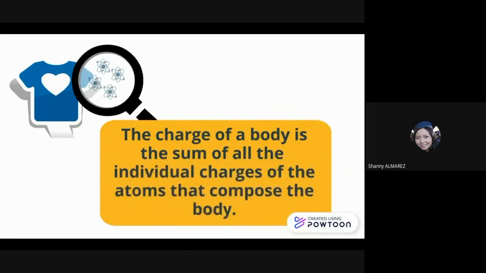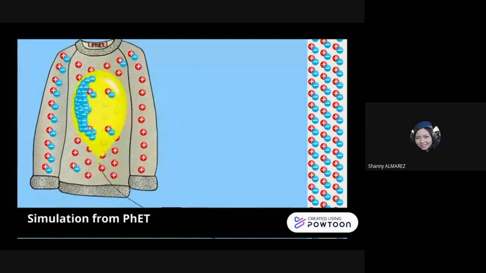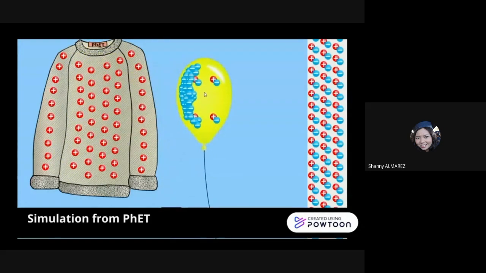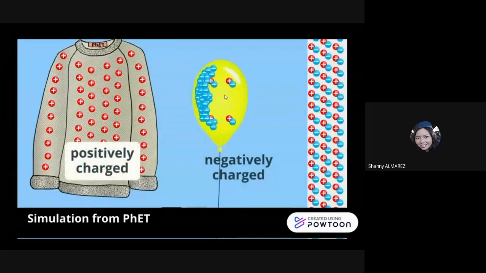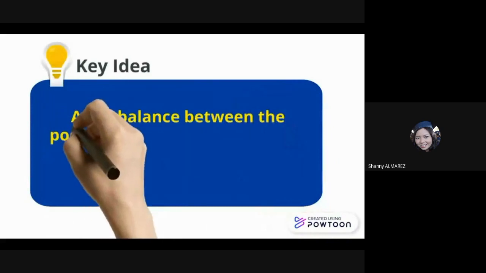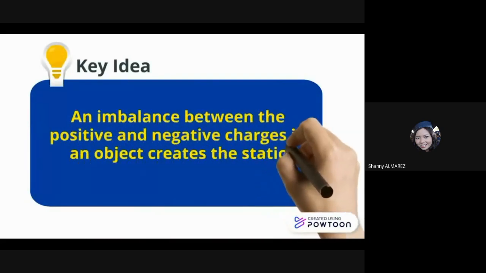Initially, you can see that the balloon and the jacket are electrically neutral. But due to friction, the electrons from the jacket moved to the balloon, which made it negatively charged, and the jacket positively charged. An imbalance between the positive and negative charges in an object creates the static charge.